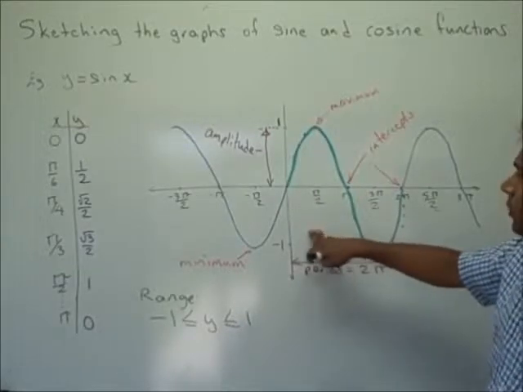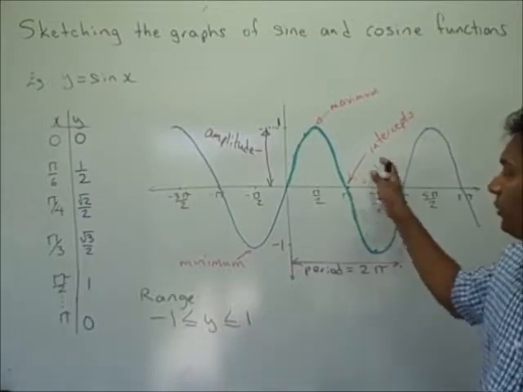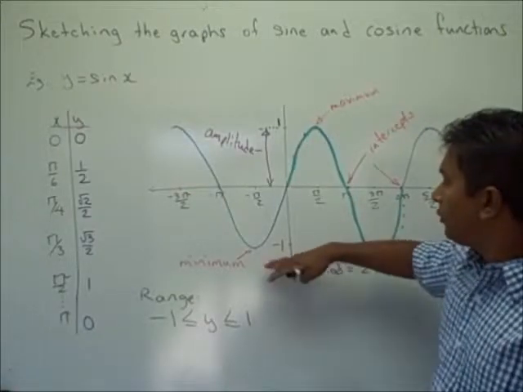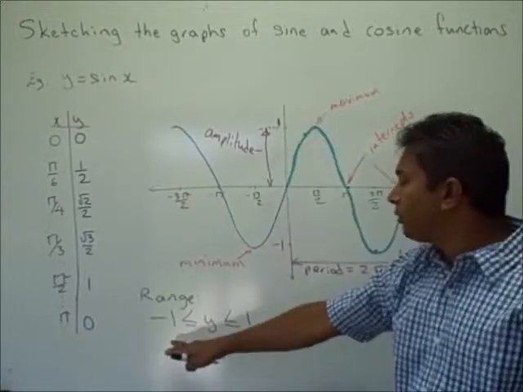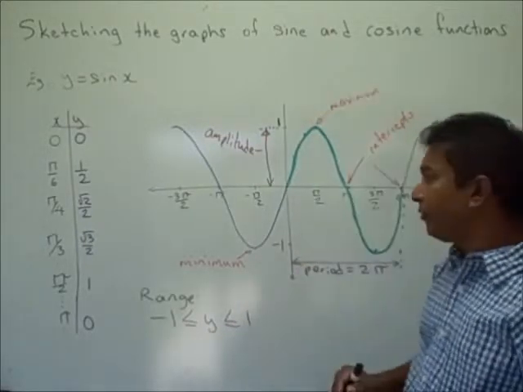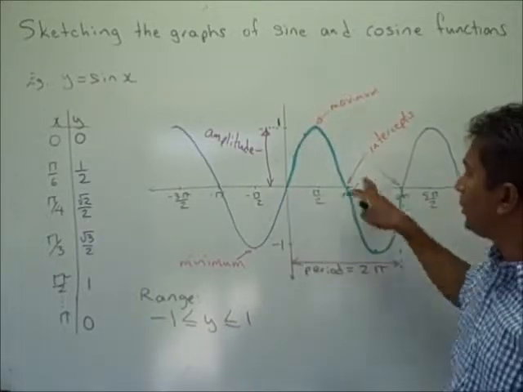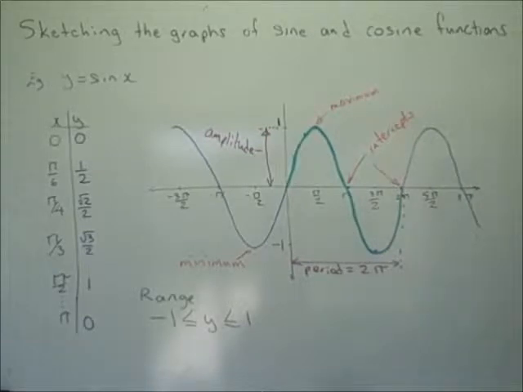The range is our corresponding y values. We can see from this that the range of our sine function is from -1 to 1. So our range will never be below -1 or above +1. Our sine function is symmetrical around the origin, and we know this is basically an odd function.